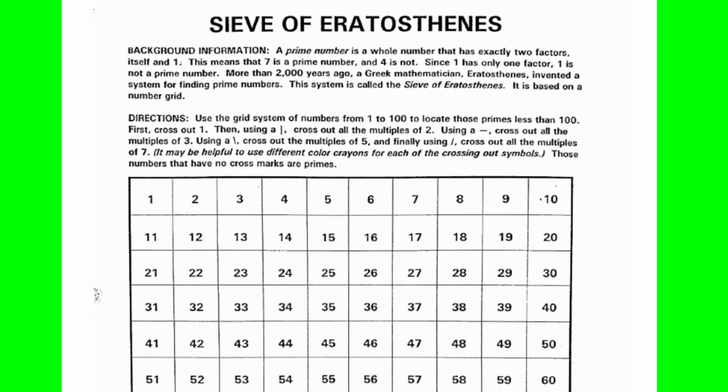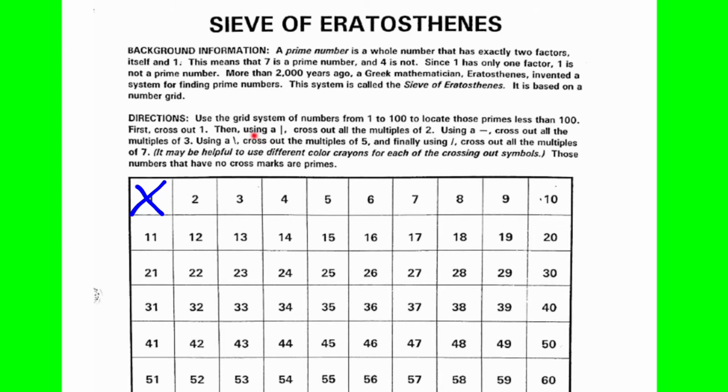So here's what we're going to do. The directions on this paper are a little bit incorrect, so I need to correct them. It says, use the grid system of numbers from 1 to 100 to locate those primes less than 100. First, cross out 1. So we'll cross out 1. Now it says to cross out all the multiples of 2 using this symbol.